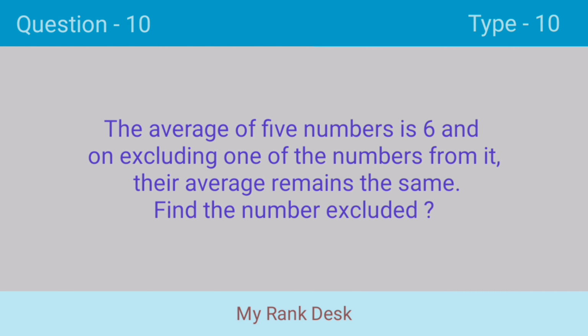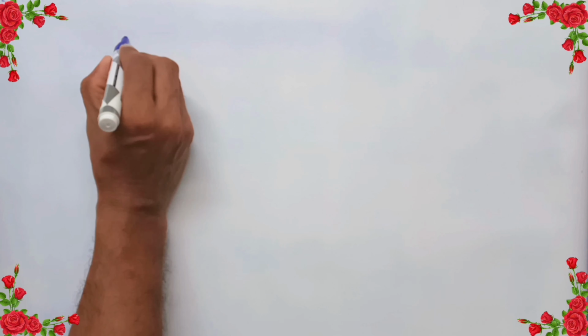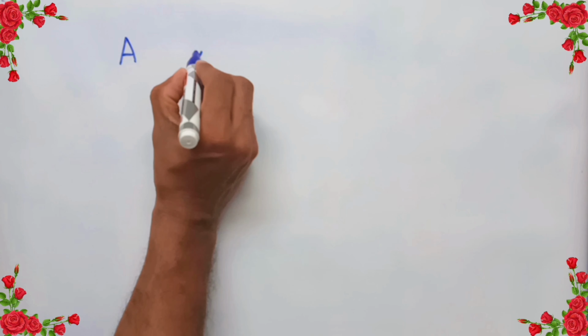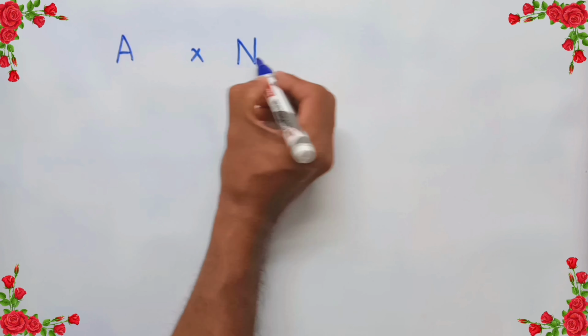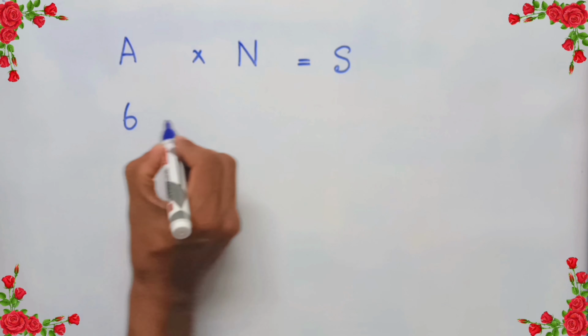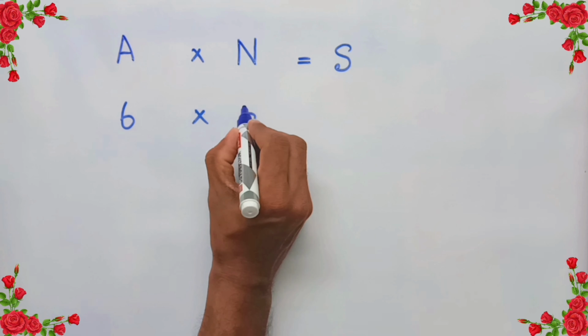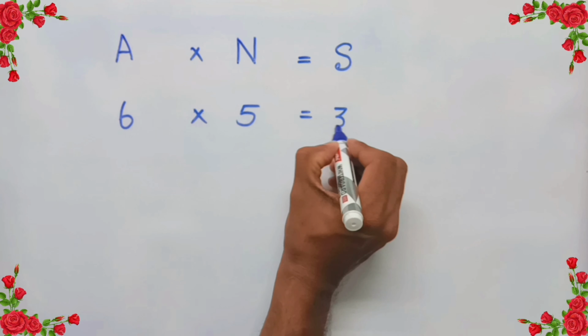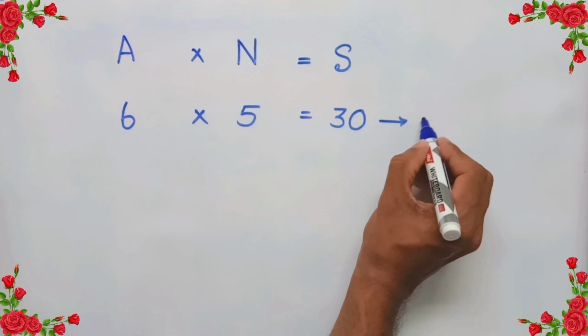Let's find the answer. We know that on multiplying the average of a group of numbers by the number of terms in it, we get the sum of the terms in the group. The sum of the group of 5 having average 6 is 6 into 5 equal to 30.